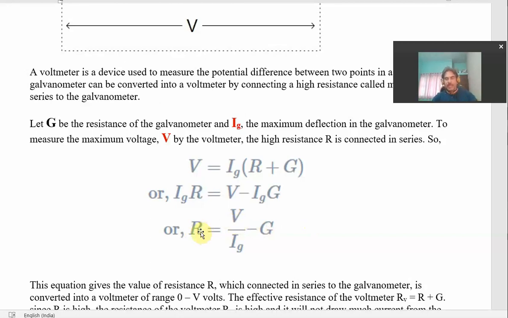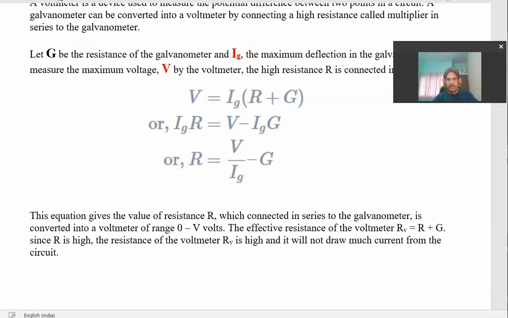As an example, if we are converting the galvanometer into a voltmeter of range 0 to 5 volt, there will be some value of resistance according to that. And if we are interested in a voltmeter of just 0 to 2 volt, that means V is less, so R will be less. We require a lesser value of this series resistance. So this is how we convert a galvanometer into an ammeter and a voltmeter.